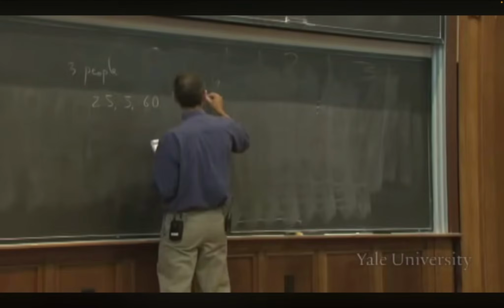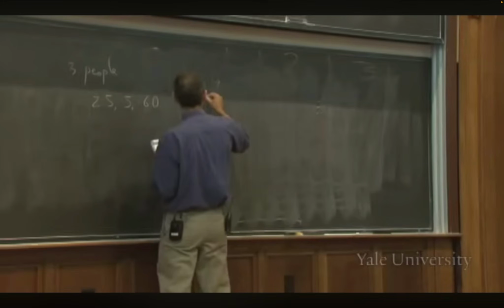Right, so the total is 90. The average is 30. Am I right so far? All right, so 2/3 of the average is 20. I'm looking desperately at the TA. Is that right? Okay. All right, so the average is 30, and 2/3 of the average is 20.